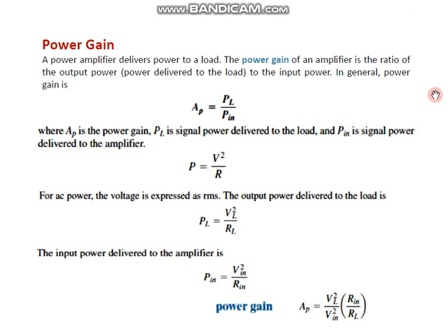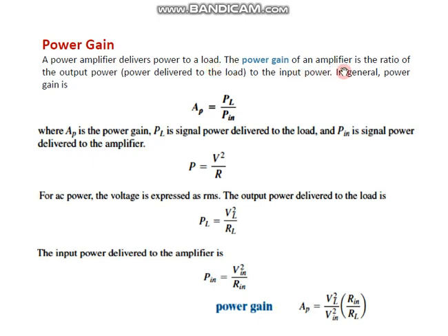Right, okay, now the next slide says the power gain. So we need to define some characteristics for the power amplifier. The first one is power gain. It says that a power amplifier delivers power to the load. This is the main objective of our amplifier, to deliver power to a load.